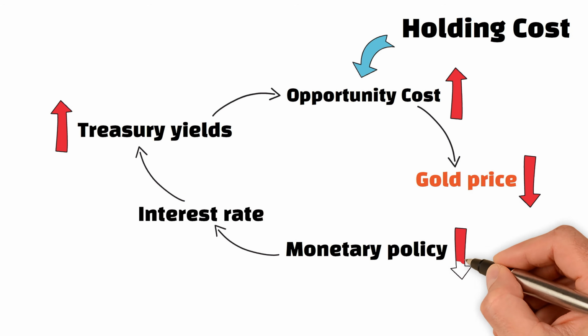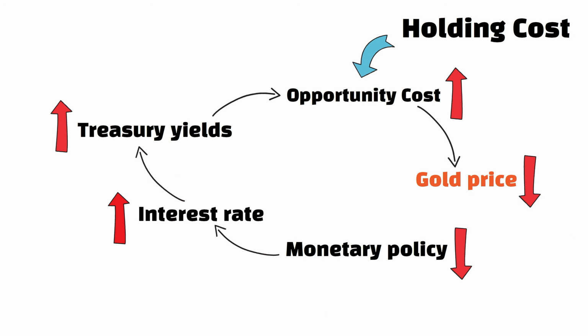When the Fed tightens policy, interest rates tend to rise, Treasury yields rise, and the opportunity cost of holding gold increases, making gold less attractive. As a result, gold prices usually drop. On the flip side, when the Fed eases policy, interest rates and the dollar fall, and gold prices go up.